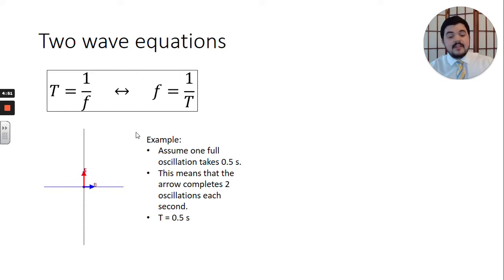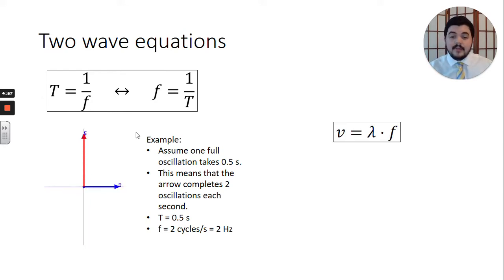So our time period is half a second. The frequency is 2 cycles per second, aka 2 hertz. And so that shows the inverse relationship between period and frequency. The other equation here that's relevant for waves is speed is equal to wavelength times frequency.